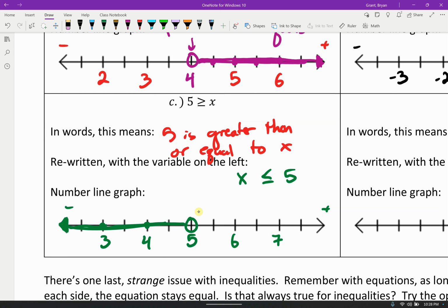Okay, last but not least, is this an open or a closed circle? Well, there's an equal to. That means it is closed. 5 is allowed to be a solution. 1 to go.